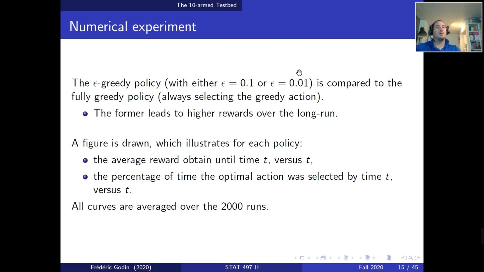These 2 epsilon greedy policies will be compared to a fully greedy policy, which always selects the greedy action, which is the one that looks best as of the current information.